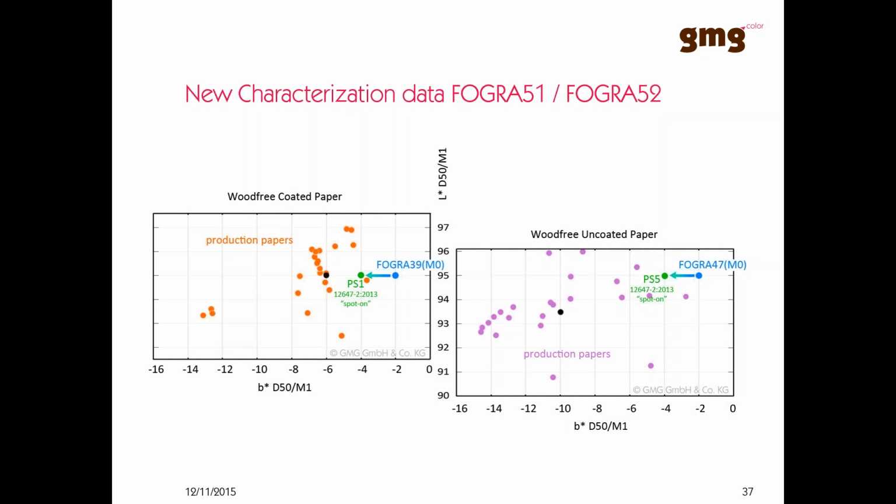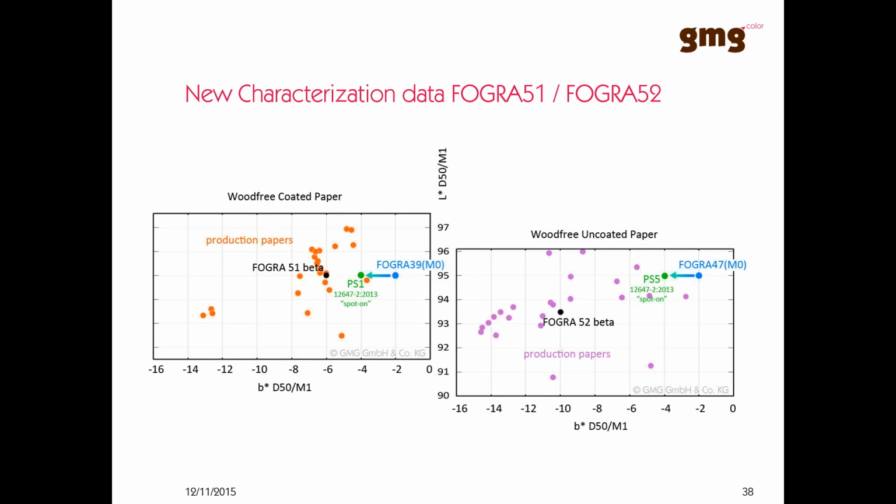Okay, but most of the papers are -6, so we defined this black dot to become the FOGRA51, which is now not beta, so we have to type this out, I just see. So this is the FOGRA51 target. If we now look at the wood-free uncoated papers, the same happens here, even worse.